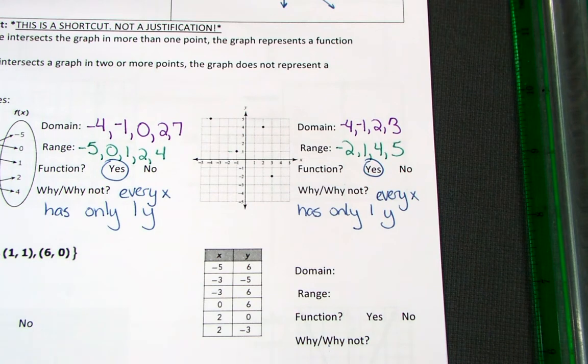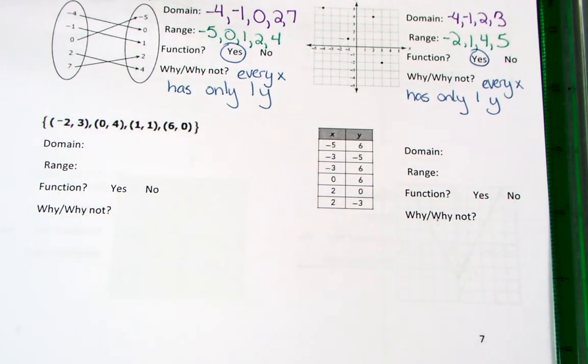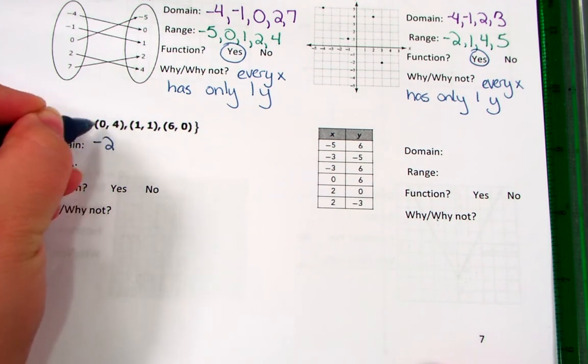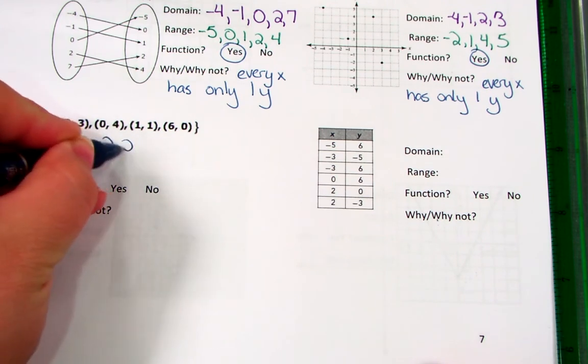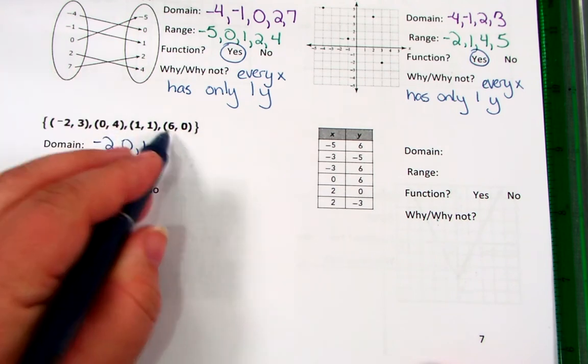The next one is just a list of points. It's not written as nicely as a mapping diagram. So in this list of points, we're going to look and see what's the domain. So I'm going to write all the x values down. -2, 0, 1, and 6.